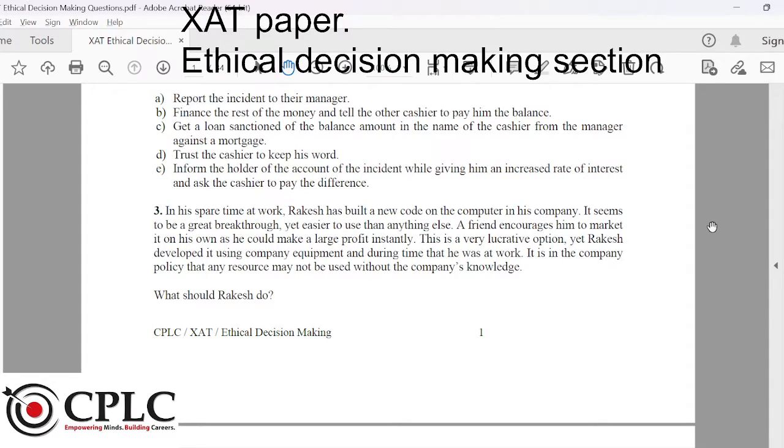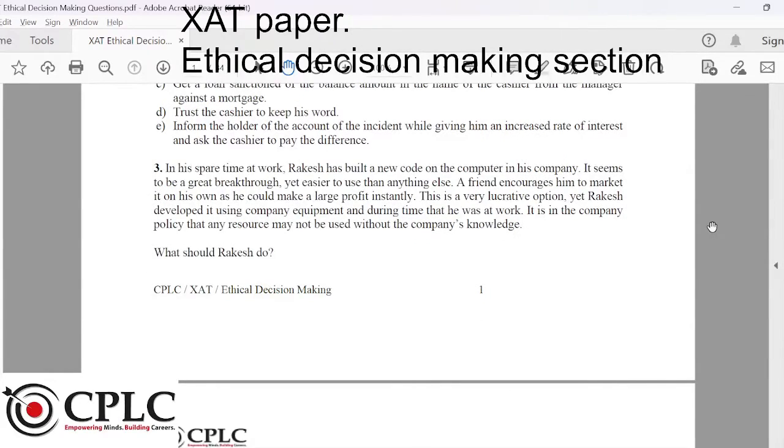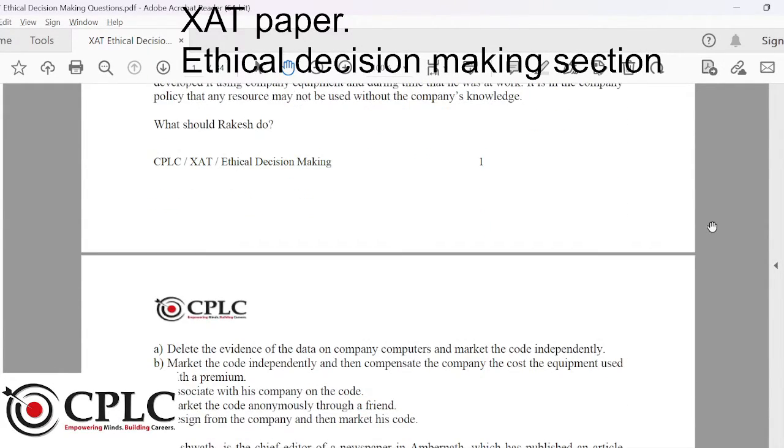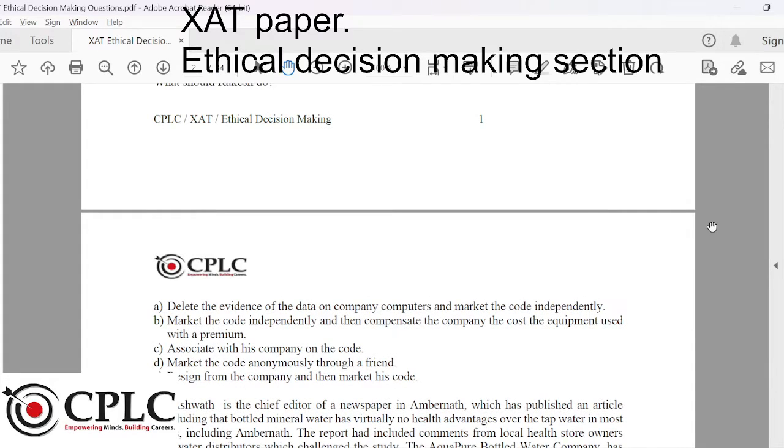It is in company policy that any source may not be used without the company's knowledge. So now again, there's a catch, and Rakesh cannot just go ahead and sell it and make profit instantly. So what should Rakesh do? First option, delete the evidence of the data on the company computer and market the code independently. Again, not ethically correct. So he shouldn't do this stuff. A is not the answer.